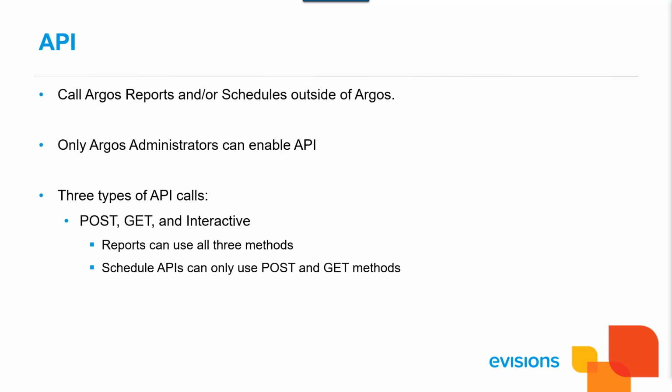An API-enabled report can be executed through 3 different methods. One method is the HTTP GET request, which is much like a standard URL web page link. Another method of executing the report is via a post form in which the calling web page gathers any needed parameters. And lastly, there's an interactive method. When you run a report in interactive mode, the DataBlocks dashboard launches in a restricted version of the Argos Windows client on the user's machine. Now, reports can use all 3 methods, whereas a schedule can only use the post and get method. So I'll show only an example of a report API for this training.